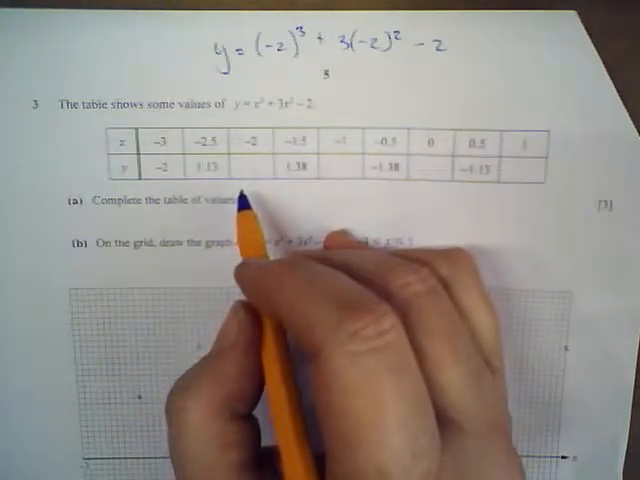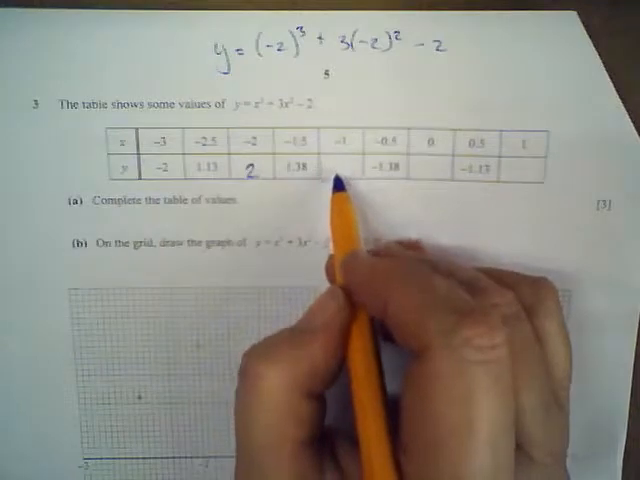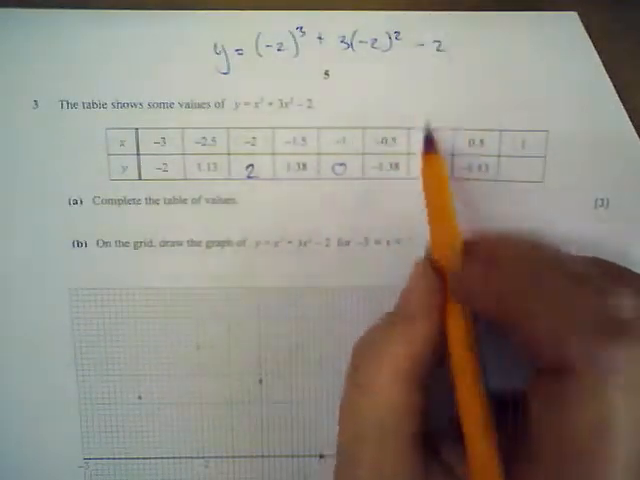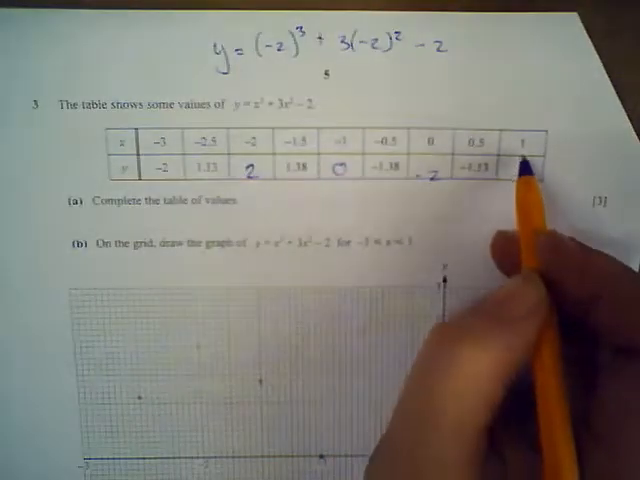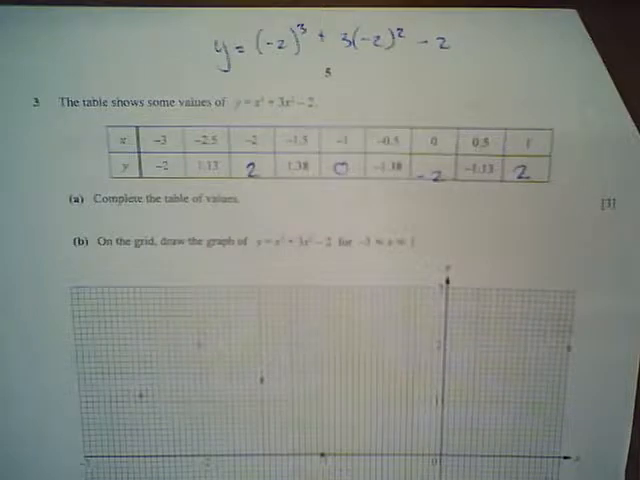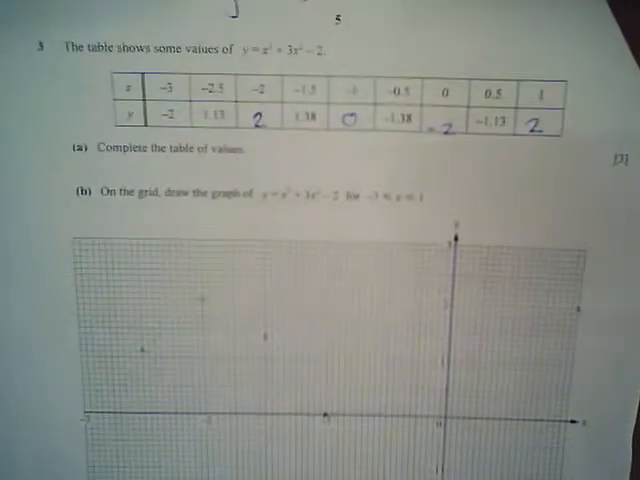So my first answer there is 2. Then for -1, I got 0. For 0, I just have -2. And for 1, I have 2. Okay, and that will give you 3 whole marks. Good, so let's have a look at the next bit.